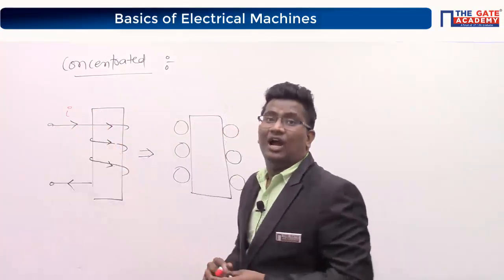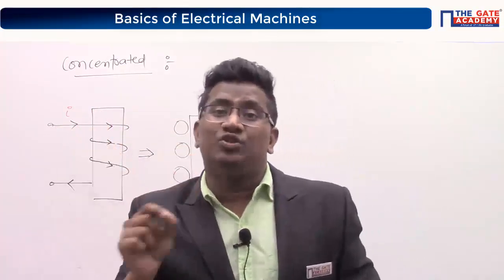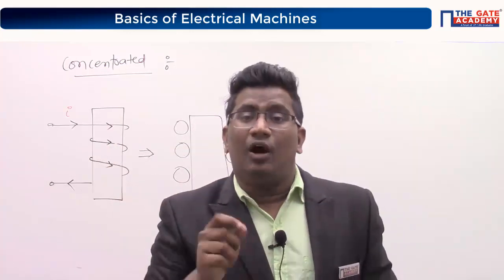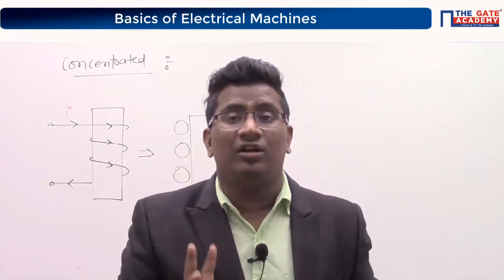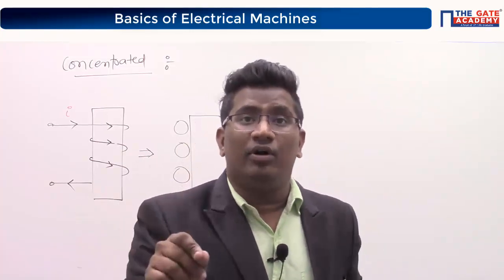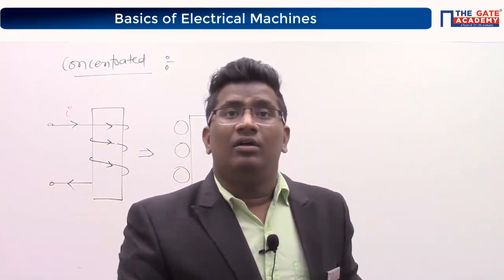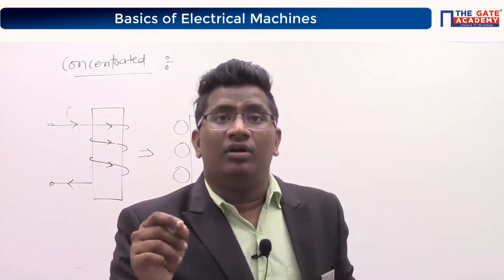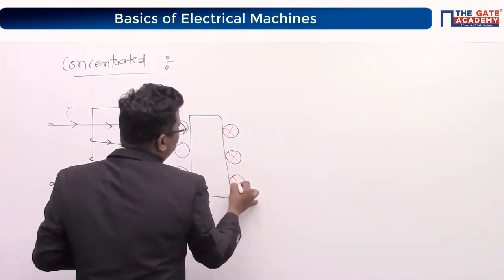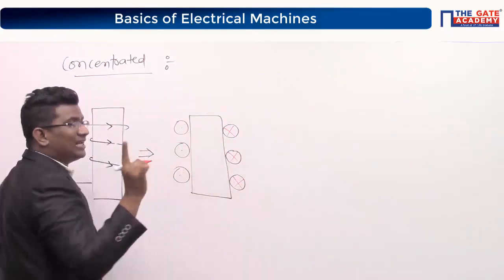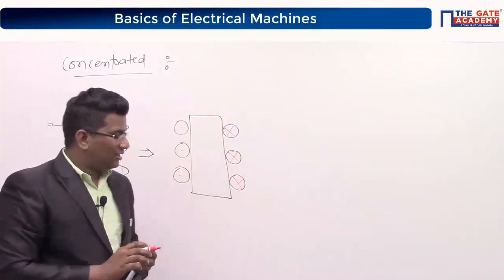Tell me, how will we represent anything which is going into the board? Cross or dot? Into the board, cross. Very good. It means I can say the right side are all crosses and the left side are dots. Can I say that? Now you tell me.